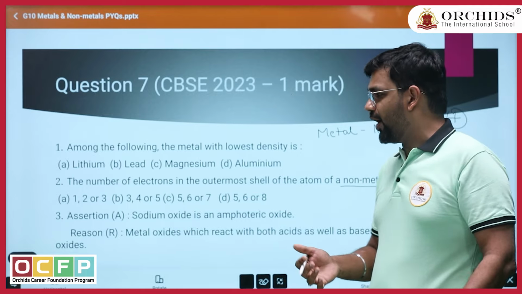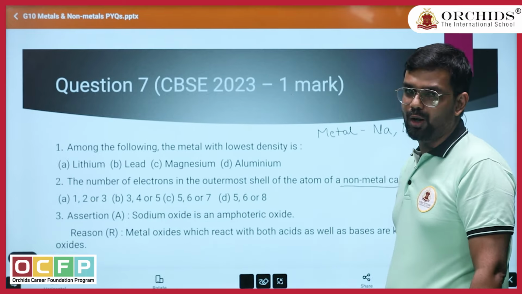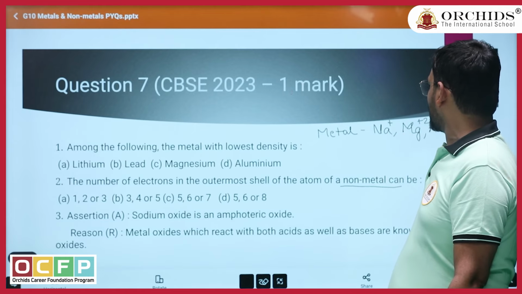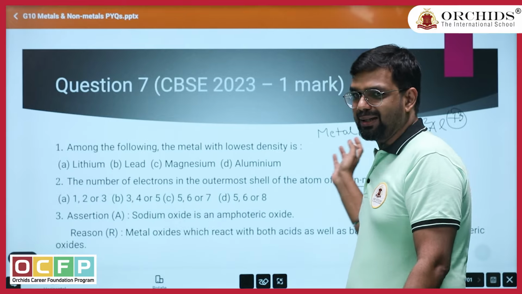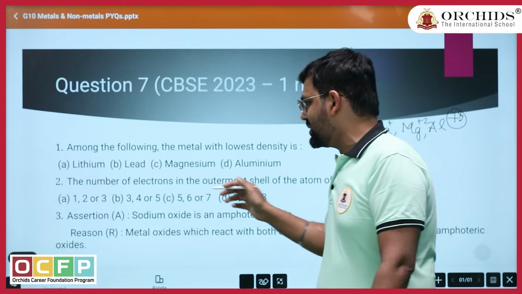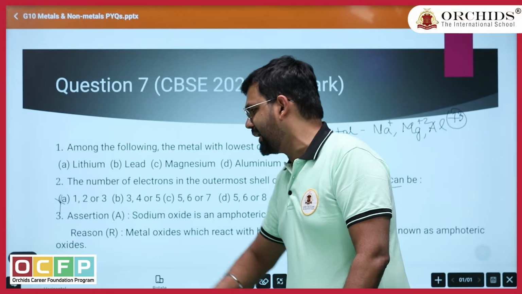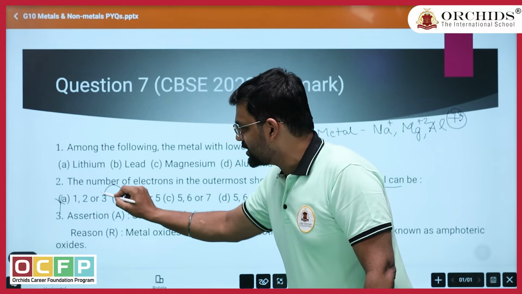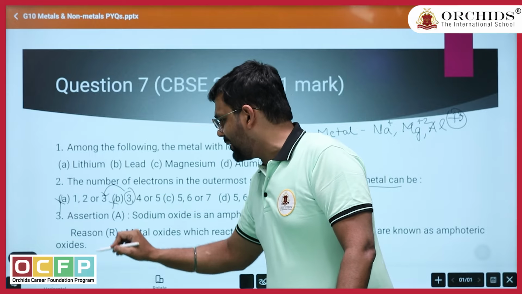So let's observe. Sodium has 1 electron in its outermost shell, magnesium has 2 electrons, aluminum has 3 electrons. So they are losing electrons. Are they metals or non-metals? They are metals, so this option can be removed. Now coming to the next one, 3, 4, 5. 3 is already existing in the previous option, so how can it be included in option B? So this also can be removed.